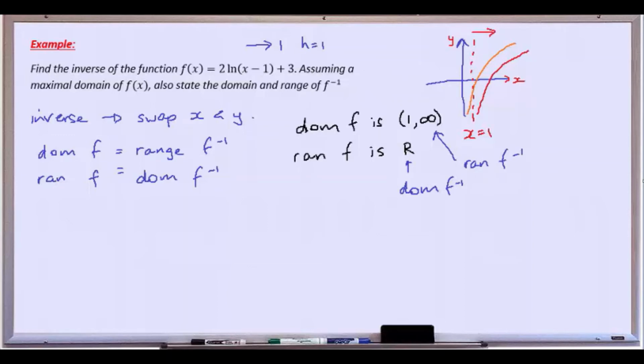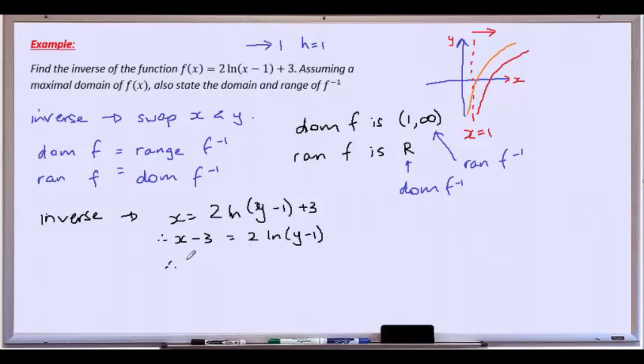Let's start working out the equation of the inverse line. So first thing, I'm going to swap my x's and y's. So therefore my inverse will say that x equals 2 ln(y minus 1) plus 3. Subtracting 3 from both sides, x minus 3 equals 2 ln(y minus 1), and then dividing by 2, (x minus 3) over 2 equals ln(y minus 1).